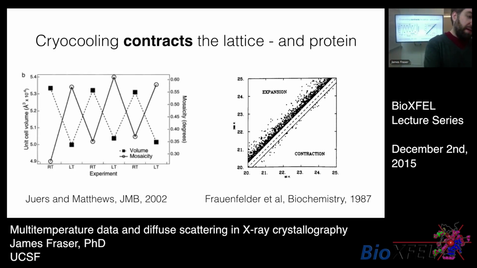And one thing that they noticed is that every time they cryocool, the unit cell would shrink, although you can see there's a little bit of variability in exactly how much it would shrink. And as well, the mosaicity would increase. You can think of that as basically all the unit cells not having exactly the same bond or cell lengths or cell angles as in the RT experiment. And some classic work by Hans Frauenfelder and colleagues showed this is not really just a unit cell effect, that the protein itself is also contracting as you cryocool down to 100 Kelvin. So this is really giving us an idea that cryocooling is leading to some very interesting global effects on the protein.